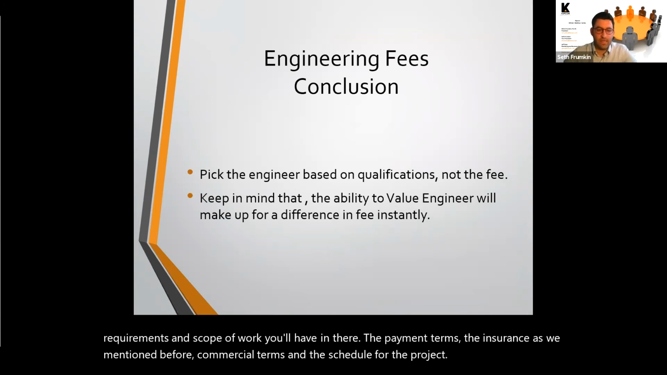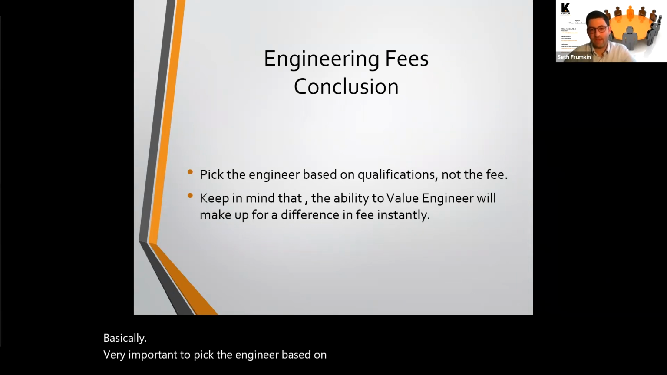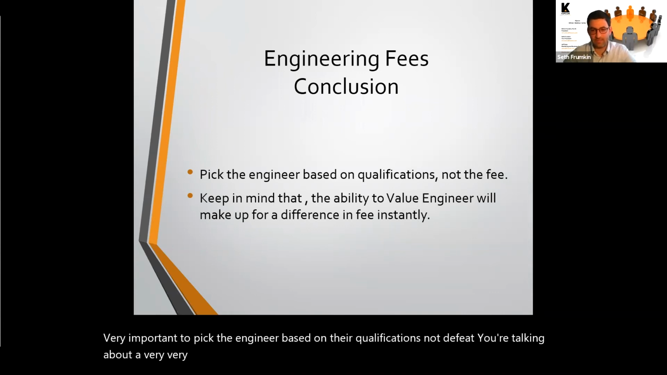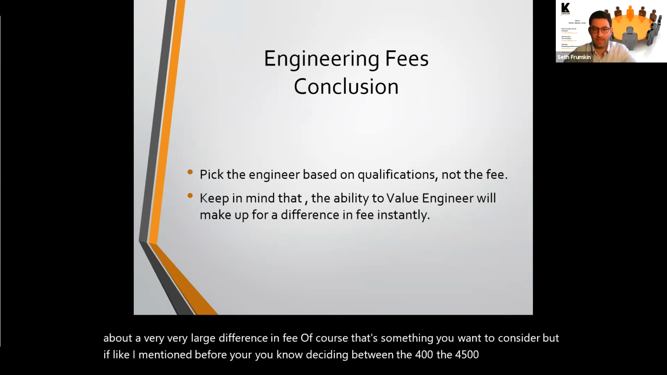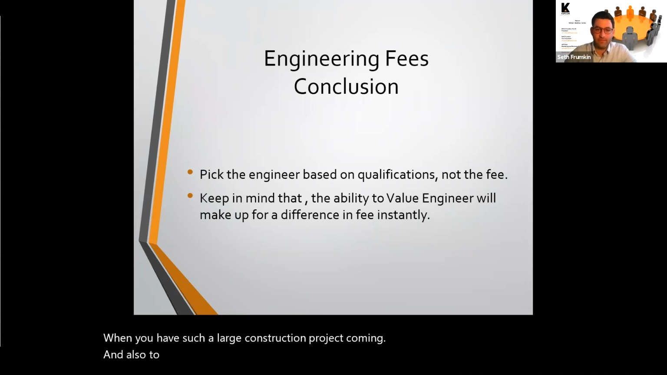So in summation, basically, very important to pick the engineer based on the qualifications, not the fee. If you're talking about a very, very large difference in fee, of course, that's something you want to consider. But if, like I mentioned before, you're deciding between the $4,500 spec or the $5,000 spec, it would not be advisable to make the decision based on that $500 difference when you have such a large construction project coming. And also keep in mind that the ability to value engineer will make up for a difference in fee almost instantaneously.